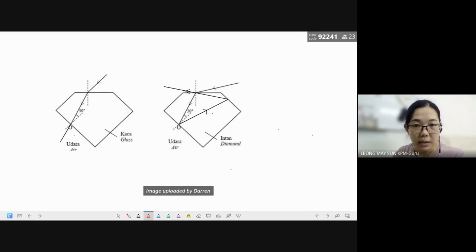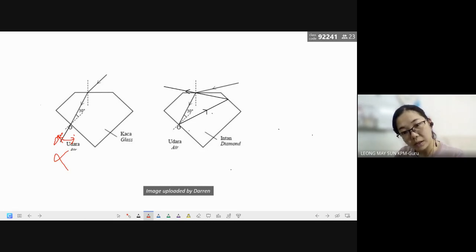All right, let's look at Darren's answer now. Over here, unfortunately, Darren, your drawing is closer towards the incident. Technically, when you're moving from denser to less dense, you're supposed to move away from the normal line. So you could not get the mark from this side.